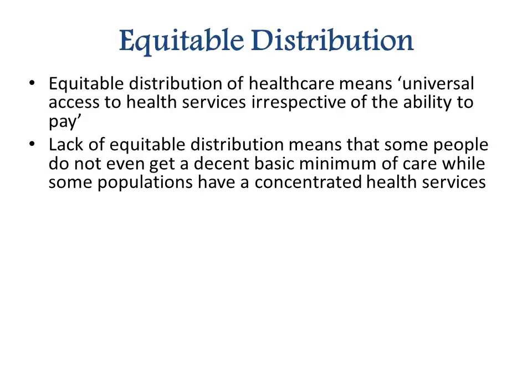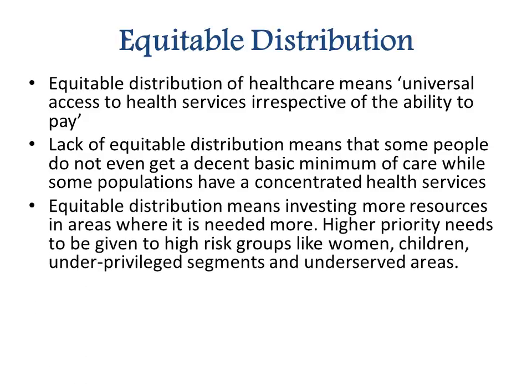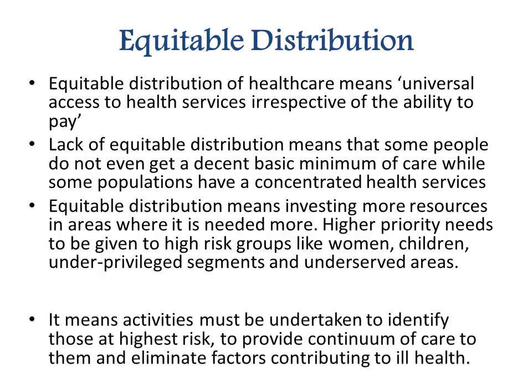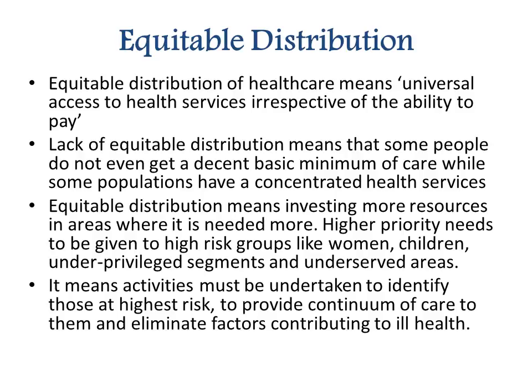Equitable distribution means investing more resources in the areas where it is needed more. So higher priority should be given to high-risk groups, which include women, children, underprivileged segments, and areas which are underserved. It means that the governments should undertake activities to identify those who are at high risk and to provide a continuum of care to them and eliminate factors that are contributing to ill health among them. Continuum of care means that from primary care level to secondary care level and referral to tertiary care level, if required, should be smooth and effective.